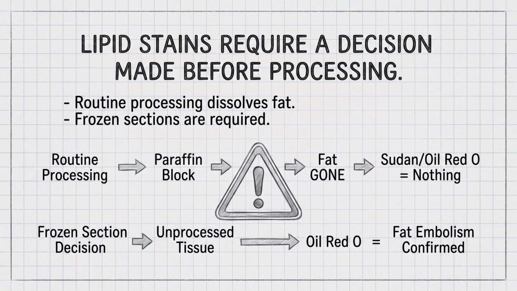Therefore, if there's any suspicion of conditions involving fat, such as fat embolism or fatty liver, a portion of the tissue must be snap frozen or fixed in a non-lipid dissolving fixative, and then sectioned as frozen sections. This highlights how early decisions in the lab directly impact our ability to gather crucial forensic evidence later on. We must anticipate these needs to avoid losing vital information.